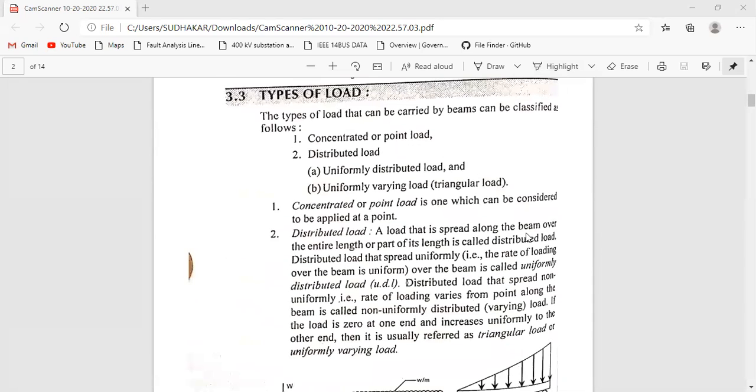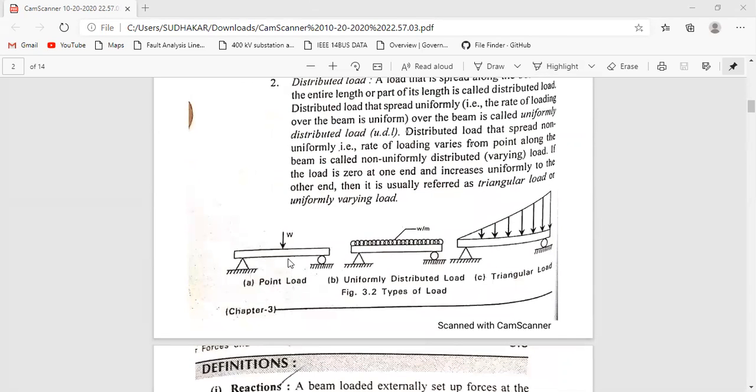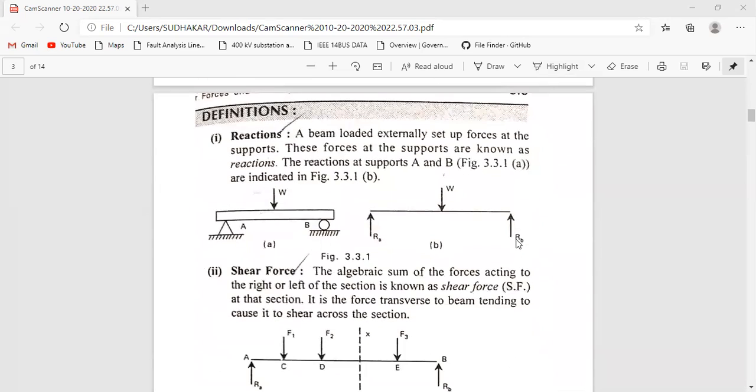These are the types of loads: concentrated point load and distributed load. In the case of a point load, the diagram will look like this, and UDL will look like this, and UVL will look like this. So we have some definitions. The first one is the reaction. This is the simply supported beam. Just replace the supports by the reaction forces here.